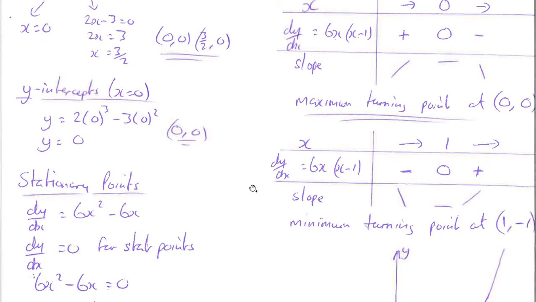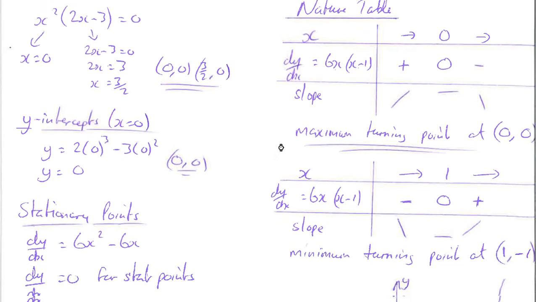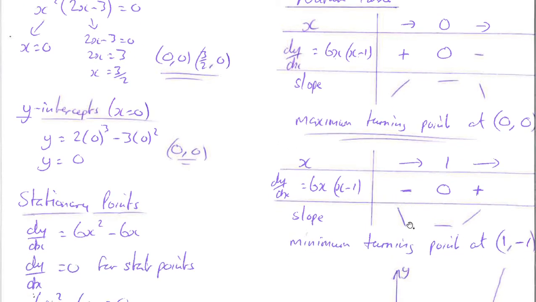Right, what's happening at 1, at x equals 1? Well, before 1 we could pick a half, which we've already done up here. So substitute back in. We'll get a negative gradient. Remember, we can't pick 0. We normally pick a whole number, but can't pick 0 because there's a stationary point at 0. So we need to look between 0 and 1. That's very important.